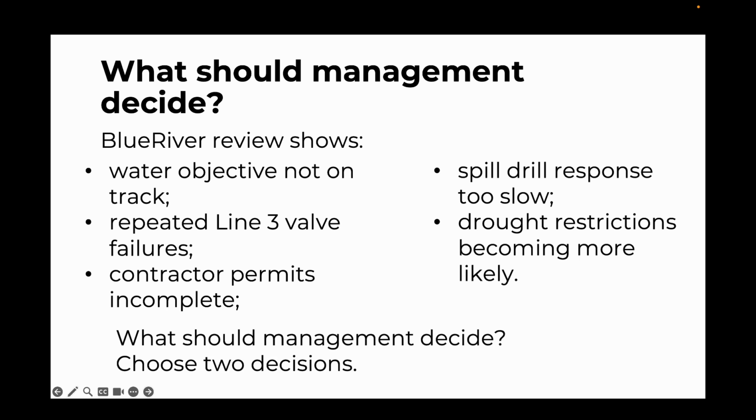Choose 2 decisions. For example, management may approve a valve replacement or preventive maintenance improvement. It may revise contractor control and require stronger permit verification. It may relocate spill equipment and repeat the drill. It may update drought-related risks and water priority rules.